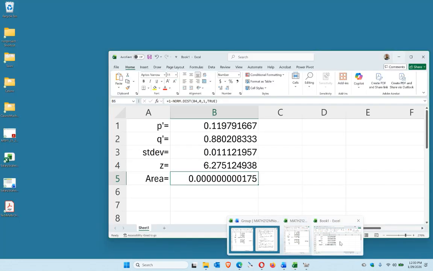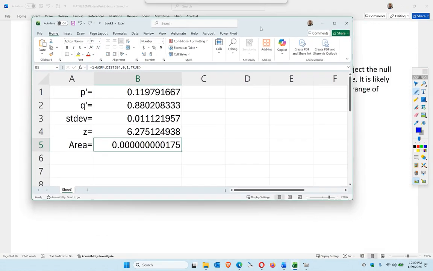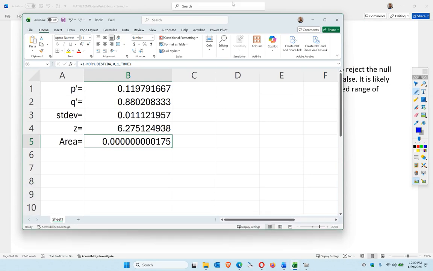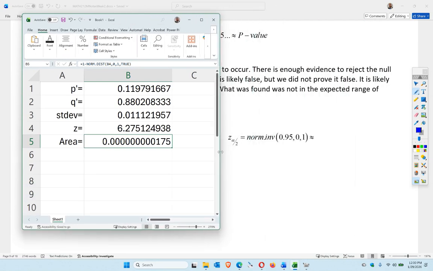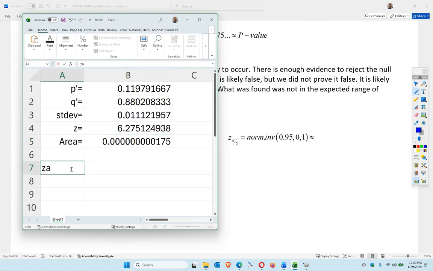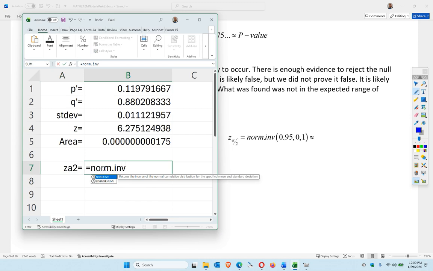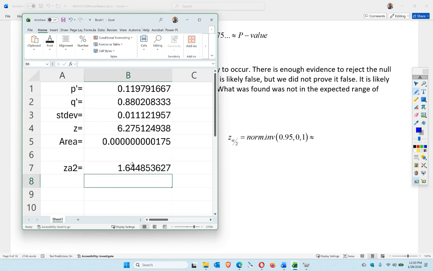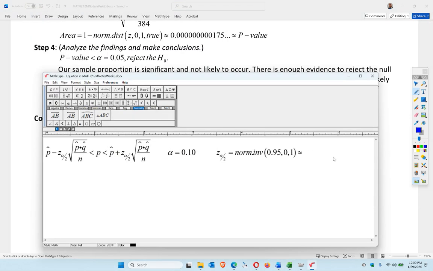Where is the spreadsheet? There it is. Okay. So Z alpha 2. We'll call it that. How's that sound? All right. So normal dot inverse, right? 0.95, comma 0, comma 1. There we go. 1.6448 dot dot dot. I think that's what we got. Okay. All right, let's do our confidence interval now.